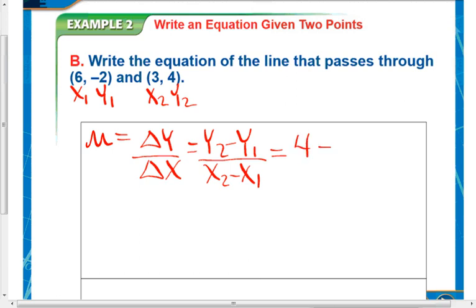4 minus negative 2. You know, if something's a negative, don't forget to include that negative with the 2, okay? Otherwise, it throws your whole answer off. And then we end up with 3 minus 6.